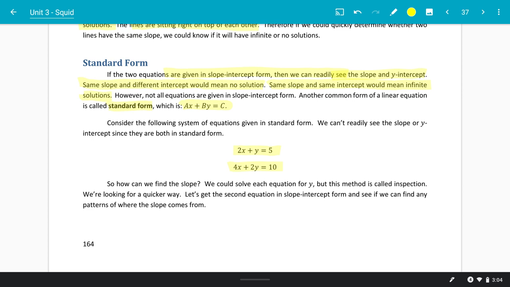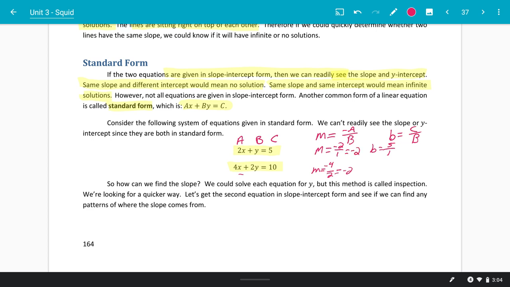Now, I'm going to call a quick little timeout, and I'm going to give you a refresher because I gave you two gifts. And those gifts were that the slope was negative a over b, and that the y-intercept was c over b. So in this case, remember this is a, b, and c. So this top line, our slope would be negative 2 over 1, and our y-intercept would be 5 over 1. Looking at the second line, my slope would be negative 4 over 2, which is a negative 2.